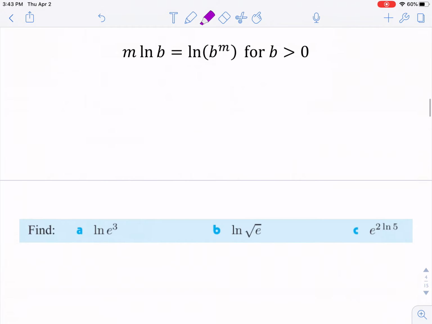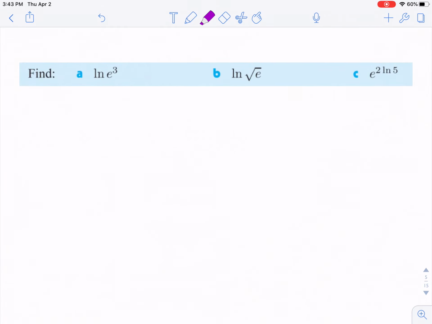What does this look like? Well, let's take these three examples. In letter A, we have the ln of e to the 3. As we have talked about the fact that natural logarithms are just exponents, the ln and e have the same base. So the ln of e to the 3 is just the exponent. What is the exponent? The exponent is 3.